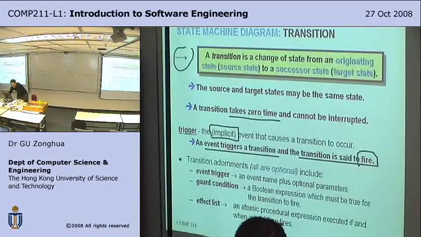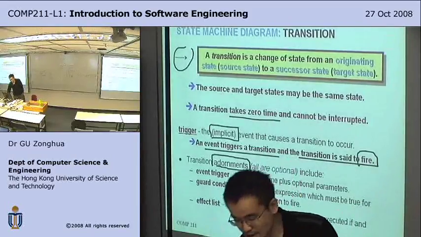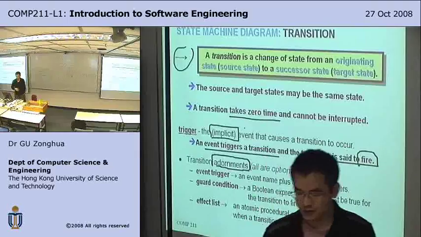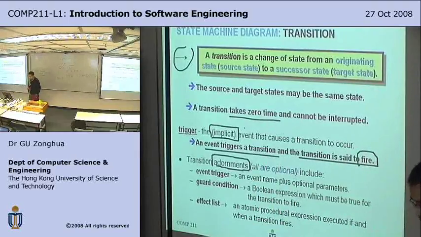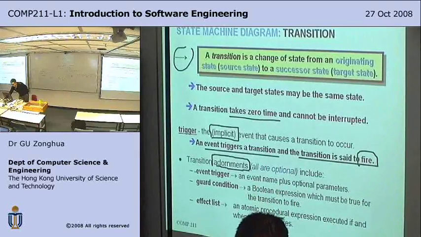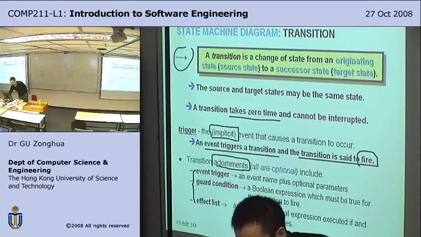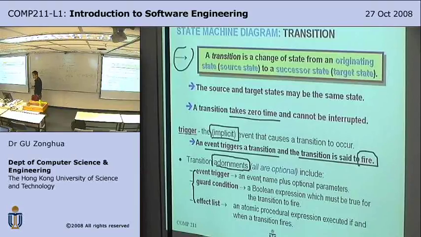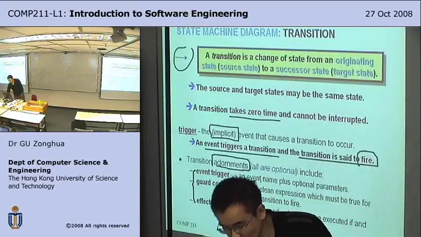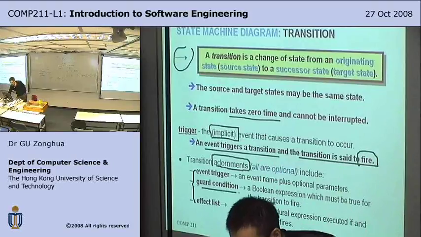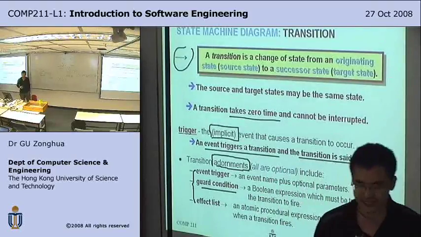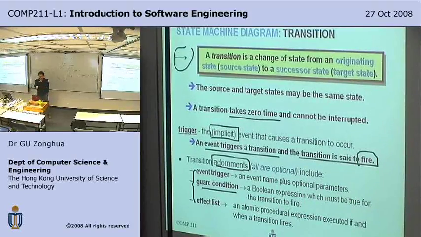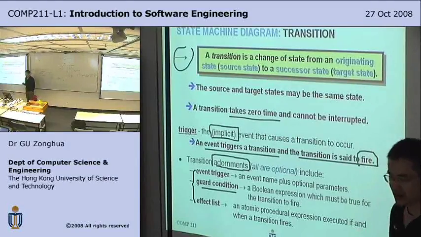So transition adornments. That is the stuff you place near this arrow. These are adornments. The transition includes the event trigger, guard condition, and effect list. The event trigger has the event name plus any optional arguments or parameters. The guard condition is a Boolean expression which must be true for the transition to fire. So if the event happens and the guard is false, then nothing happens. The transition is not fired.